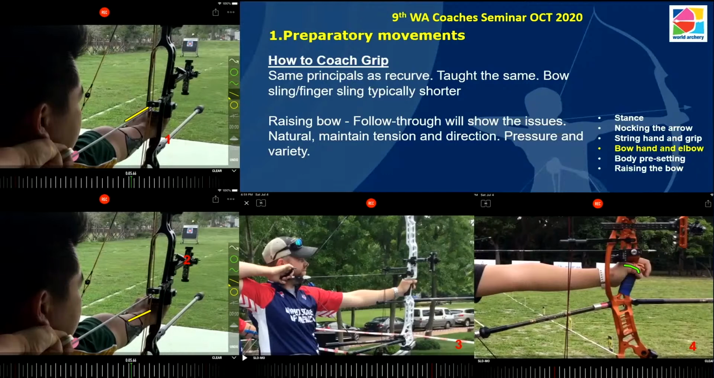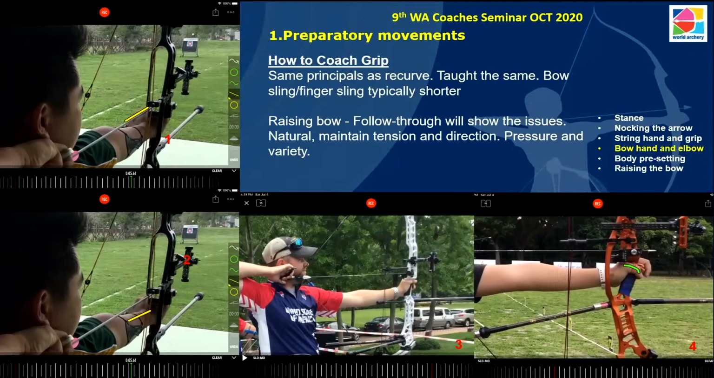And on the lower right-hand side, image number 4, you'll see that the archer has a thumb curled and tight around the grip, and their grip angle has changed slightly. So there's a little pressure over that wrist. This is a very poor grip and needs to be managed.